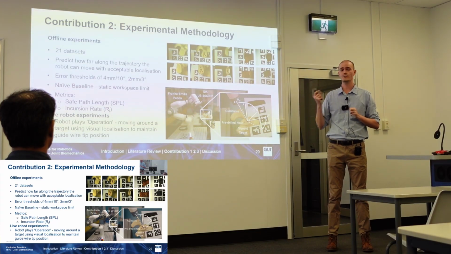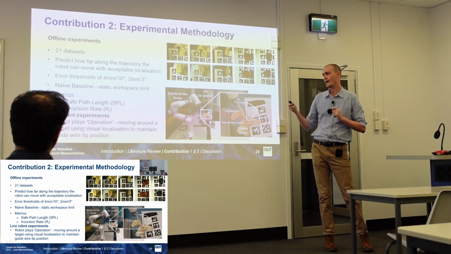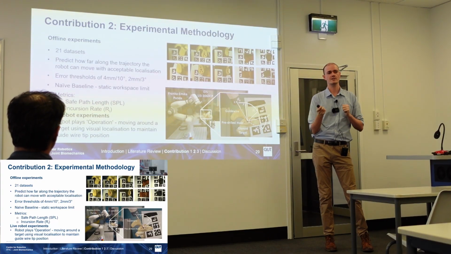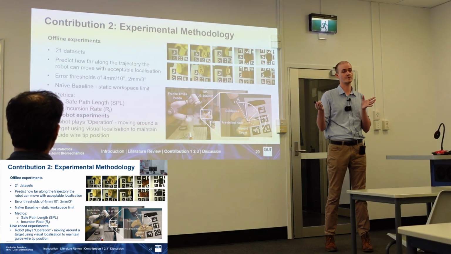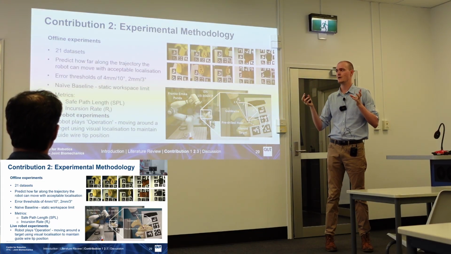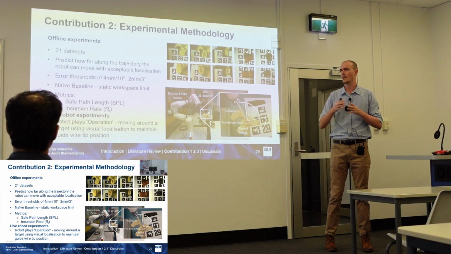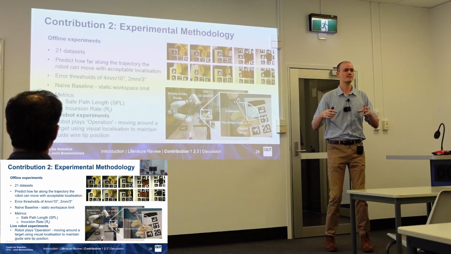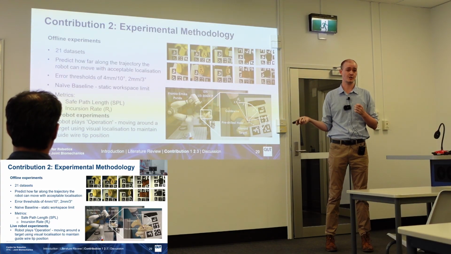In our comparisons, we use 2 metrics, safe path length and incursion rate. Our safe path length metric measures how far along the trajectory the predictor allows the robot to move. And this measures how useful the robot is when the predictor is applied. A larger safe path length metric means more usable space for the robot. Our other metric is incursion rate.